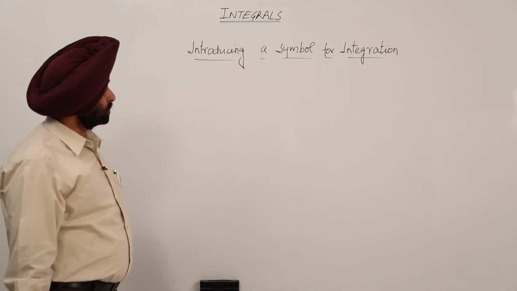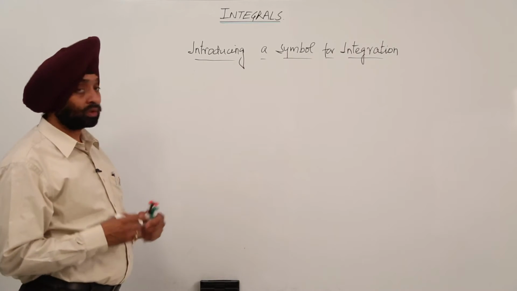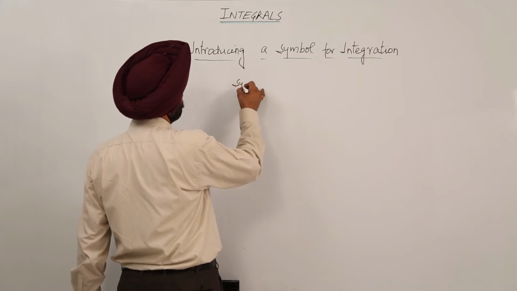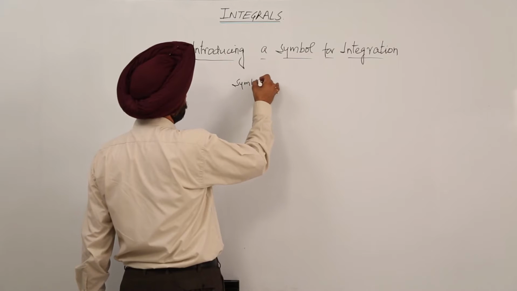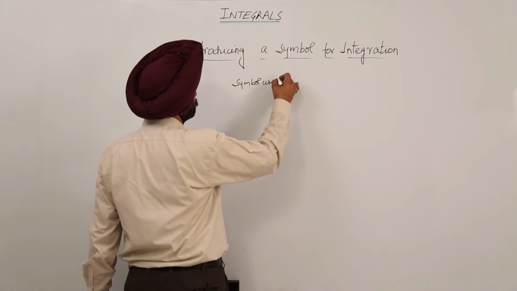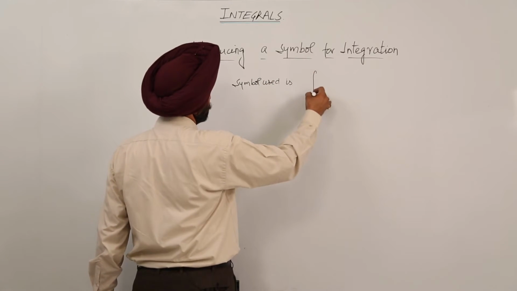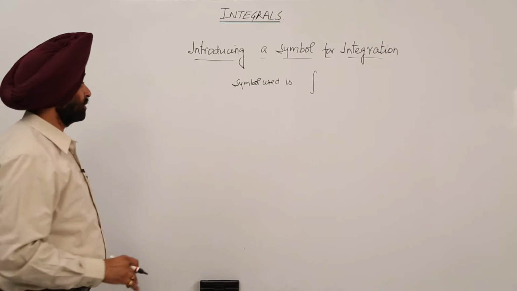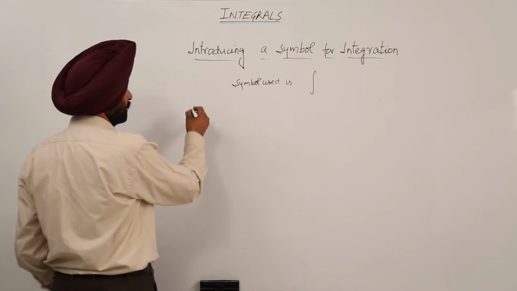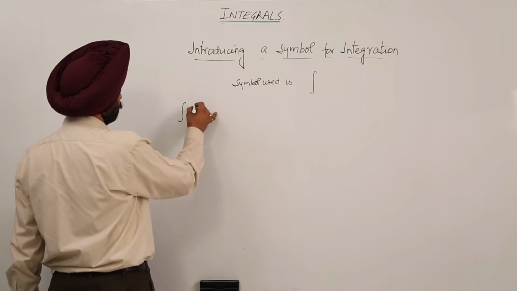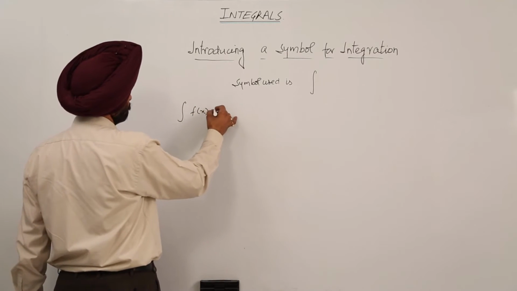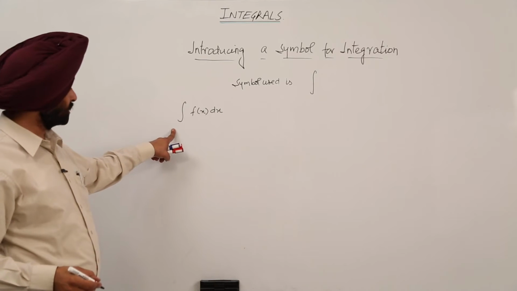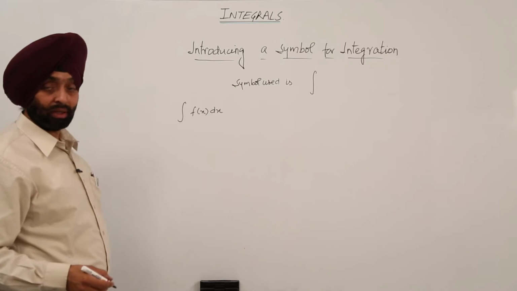Now we are introducing a symbol for integration. Now what type of a symbol is used? The symbol used is like this. This is called the symbol for integration. Okay. Now what we are having is the integration of f(x) dx. This is the symbol for a function f(x) dx.